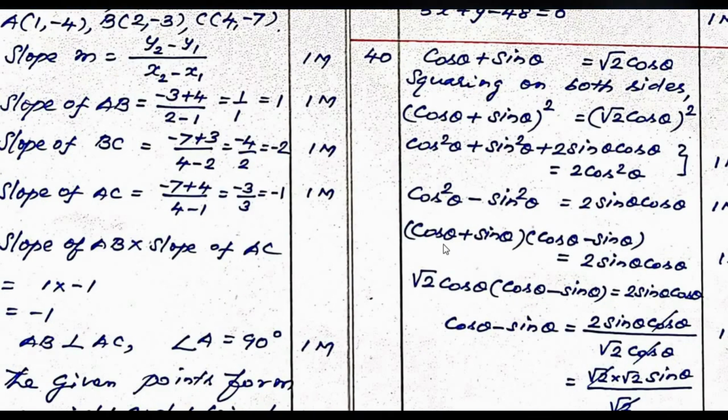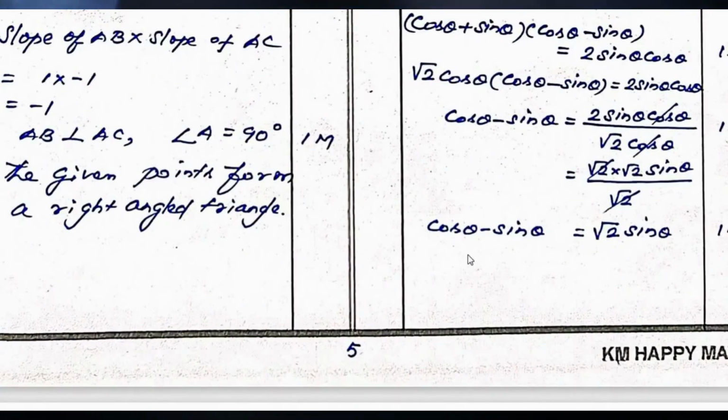Then you know the value for cos theta plus sin theta is equal to square root of 2 into cos theta. You apply the value, and then cos theta minus sin theta is equal to sin theta cos theta. Then you simplify, we get the answer for this: cos theta minus sin theta is equal to square root of 2 into sin theta, for this stage 1 mark.